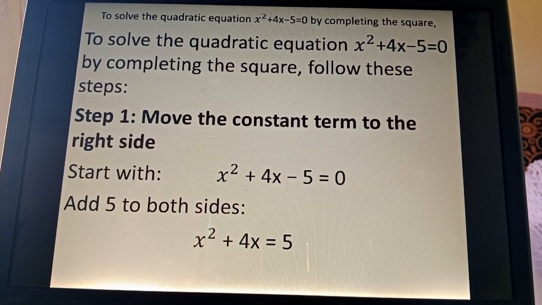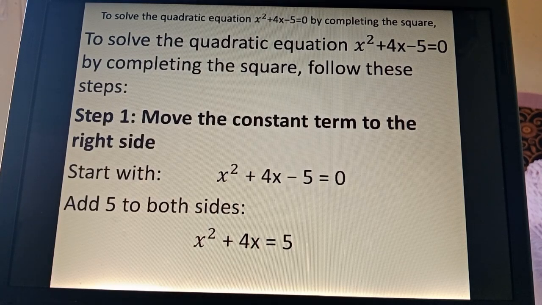Question number 3. To solve the quadratic equation x squared plus 4x minus 5 equals 0 by completing the square, follow these steps.